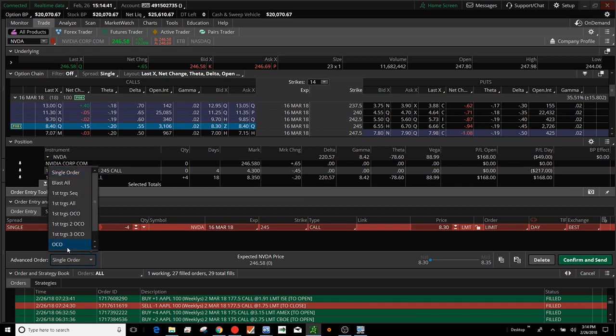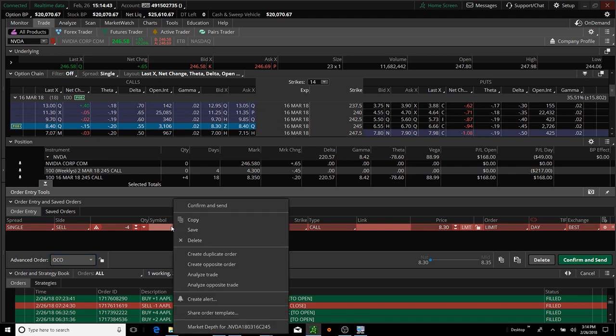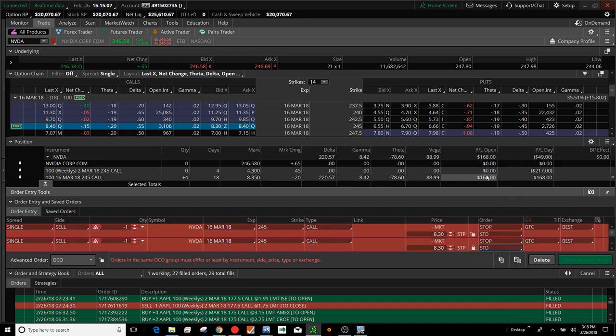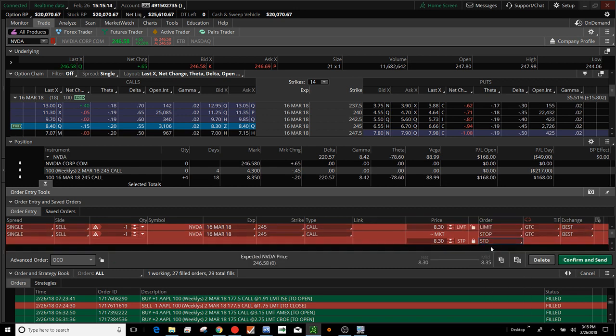what you can do is switch this to OCO. You're gonna right click on this and duplicate an order here. We're going to sell 3 contracts. No, actually what we're gonna do, we're gonna sell 1. Okay, 1 contract, and we're gonna move these to make this good till canceled. Make this a stop. Actually, no. One's gonna be a stop. One's gonna be a limit order. Let's see. Let's change this.